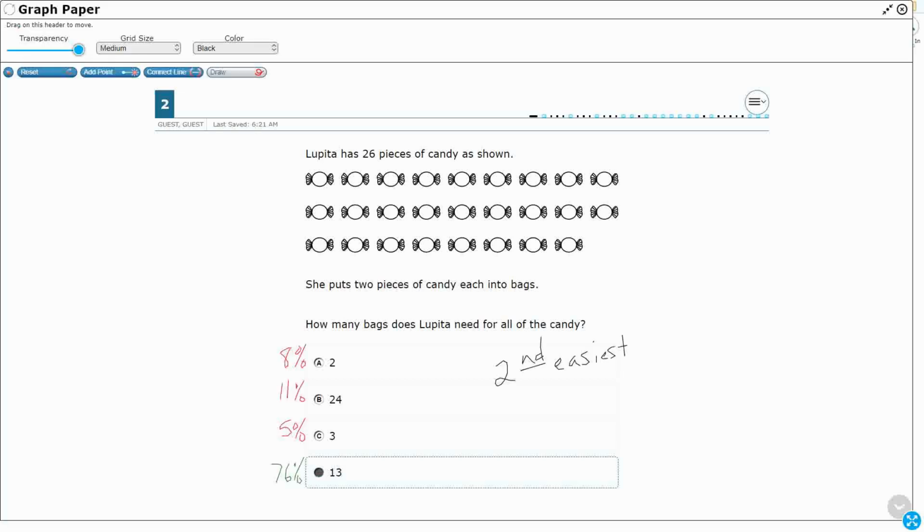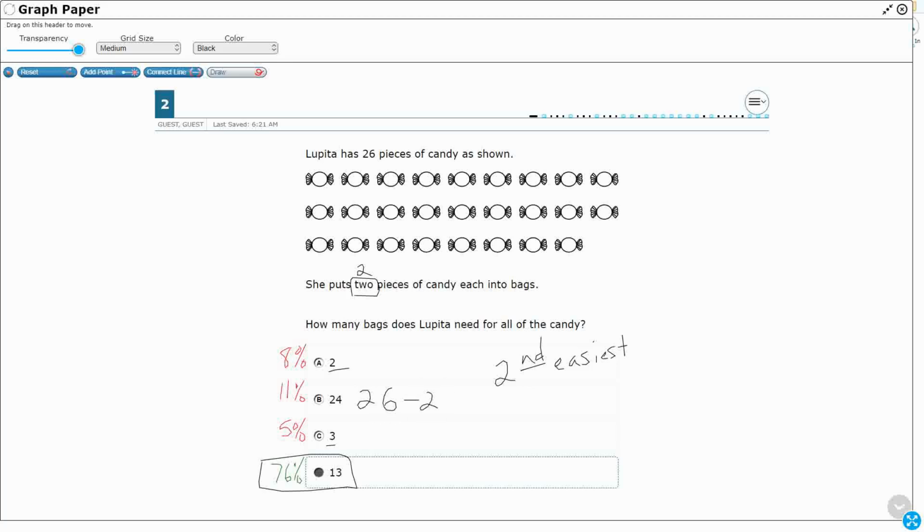So this was the second easiest. You see, we had over 3/4 of our students get it correct. How do we get some of these incorrect answers? Well, 2 might be if they simply just found that number 2 and thought that was the answer. 24 is if we are going to take our 26 and our 2, but instead of dividing, we are going to subtract. That gets you 24.